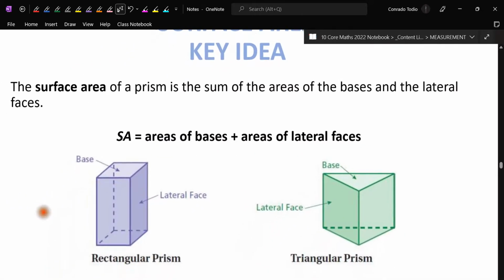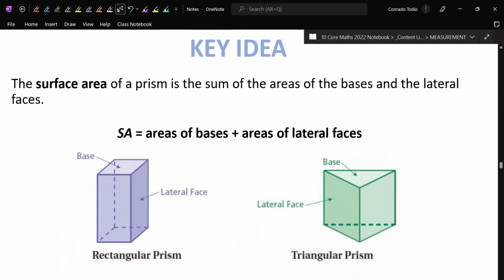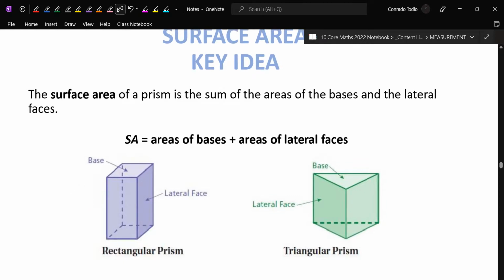Okay, so when you're finding the surface area of a prism, this is a key idea that you can use. It's basically the sum, so the sum just means altogether, of the areas of the bases and the lateral faces. So when you talk about the base, you're talking about the top and the bottom of the shape, plus its sides. Okay, all these sides. That's all you're doing when you're finding surface area. So it's the top, the bottom, and all its sides. Okay, that's all you're doing for any 3D surface area question.